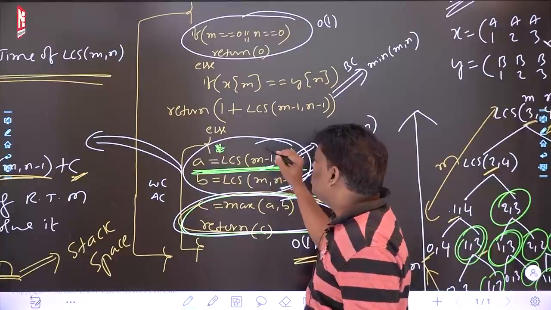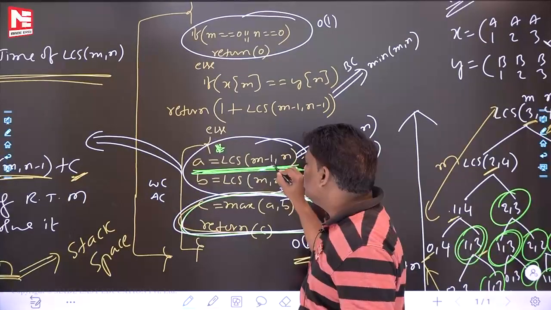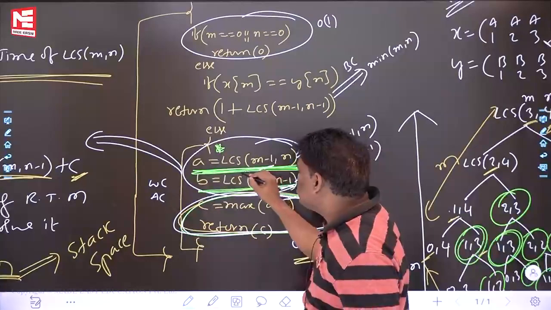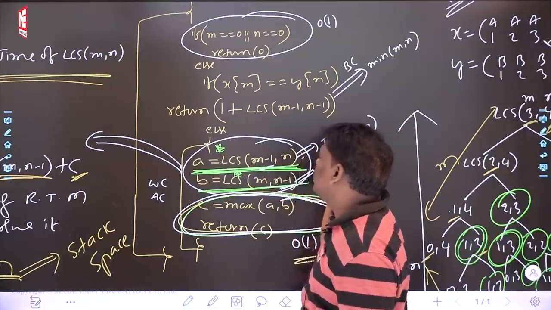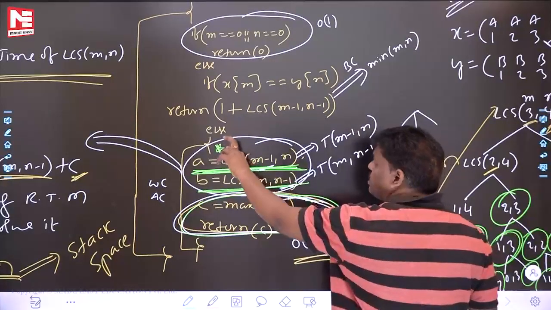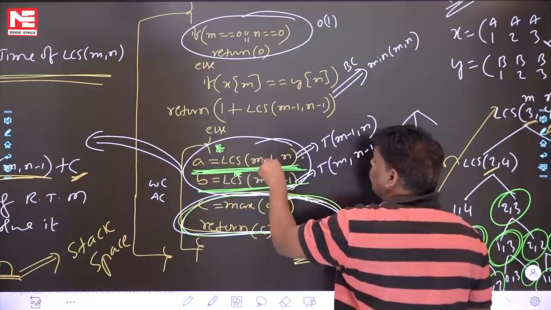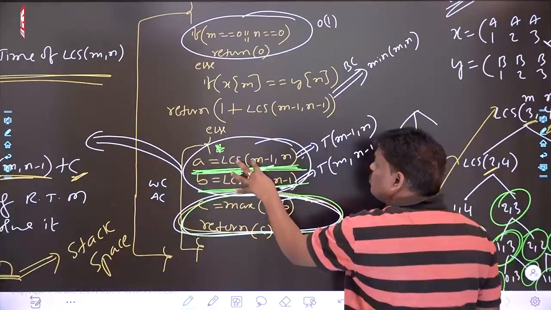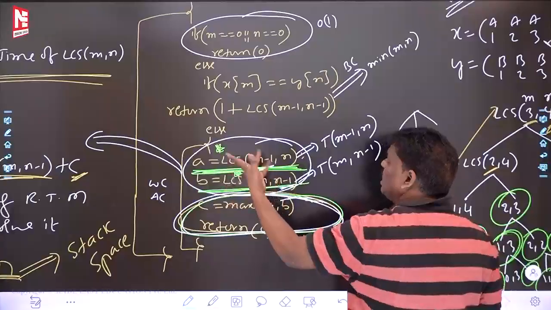Before making the call, ask one condition. Is the answer there in the table or not? Next one, before calling this function, here also ask one condition. Is it there in the table or not? Here one condition, here one condition. Because of that condition, if it is not there, then only call. A recursive program with conditions is known as dynamic programming.